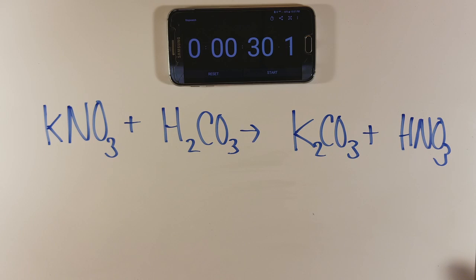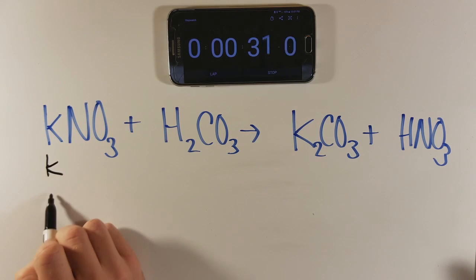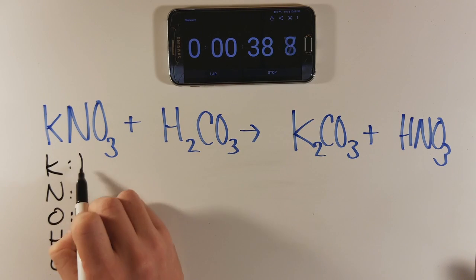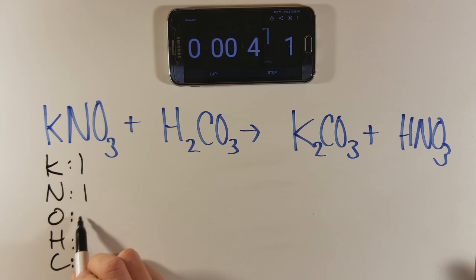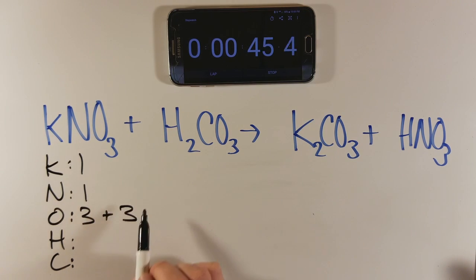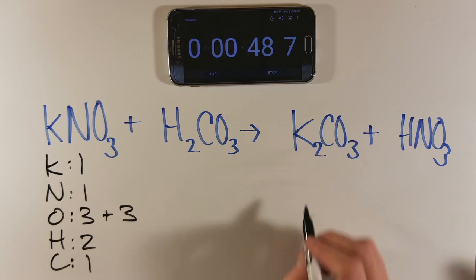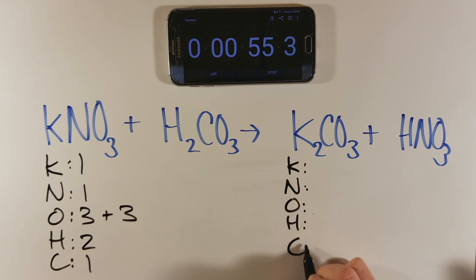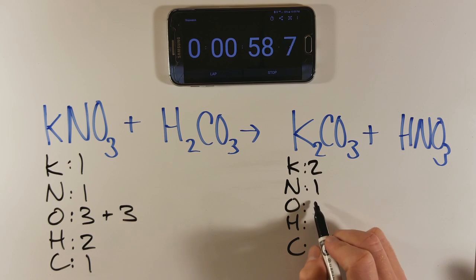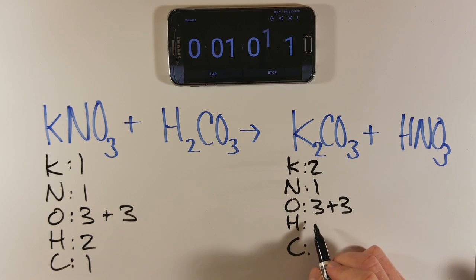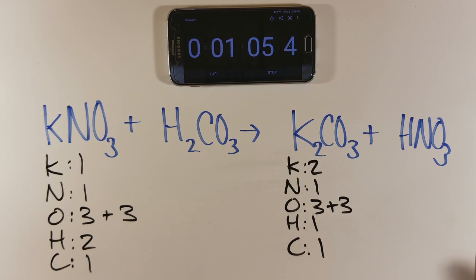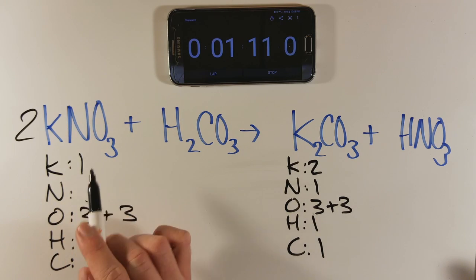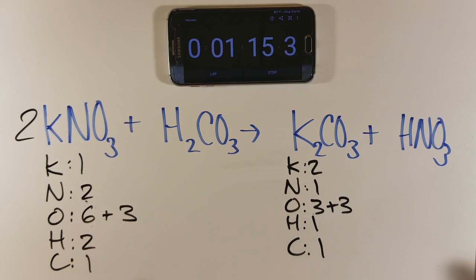All right, so for our next example, just going to go right into it. We've got potassium, nitrogen, oxygen, hydrogen, and carbon. We have one potassium, one nitrogen, 3 oxygens in each molecule, 2 hydrogens, and 1 carbon. On the product side, again, we have potassium, nitrogen, oxygen, hydrogen, and carbon. We have 2 potassium, 1 nitrogen, 3 oxygens in each molecule, 1 hydrogen, and 1 carbon. Just balance the potassiums right away. That's K, but this affects the nitrogen and oxygen. So that gives times 2 here and times 2 oxygen in this molecule.